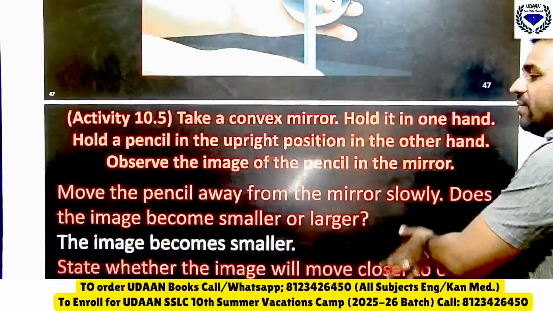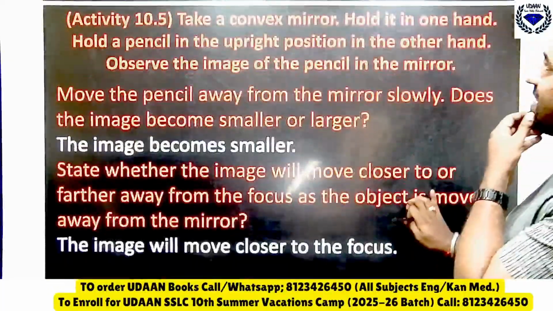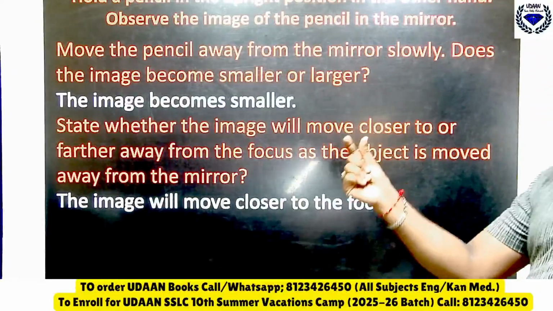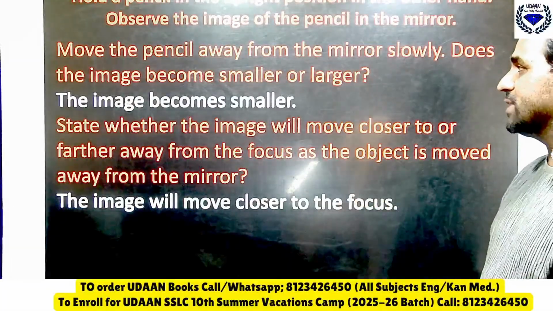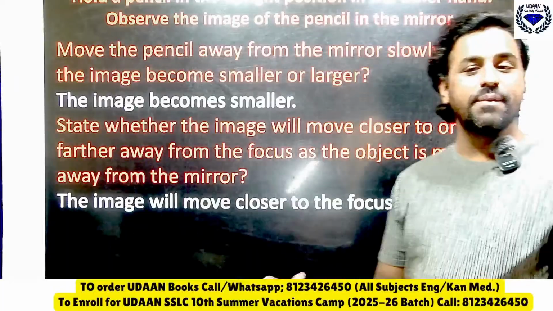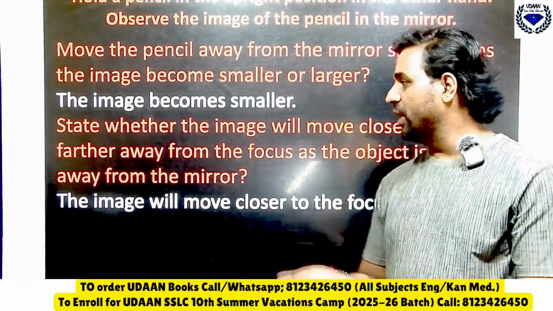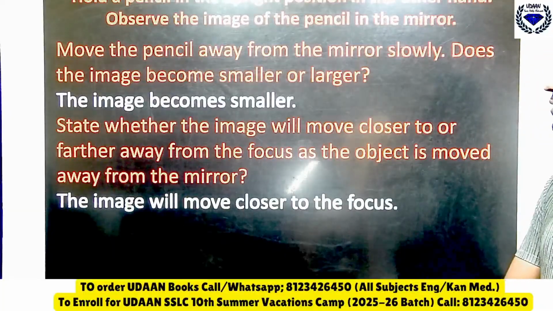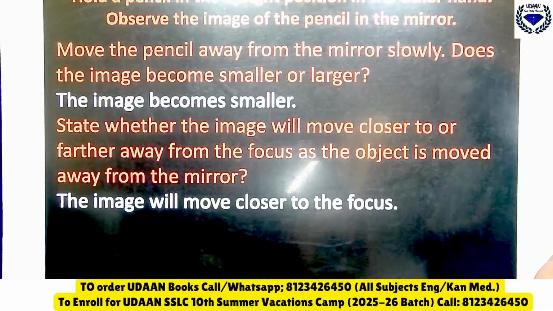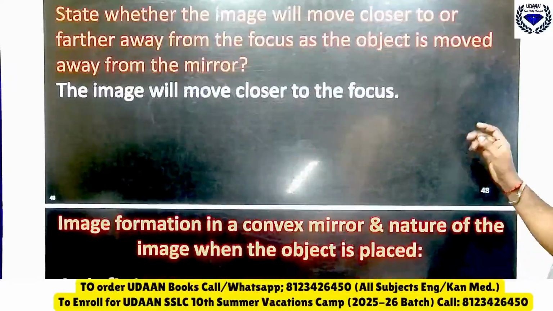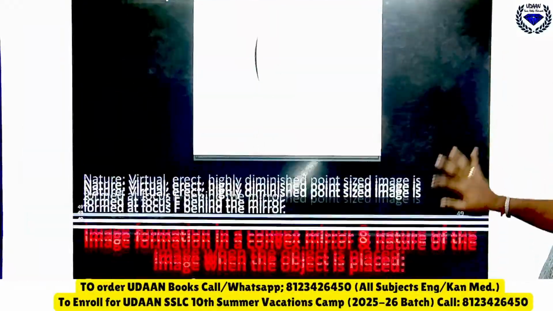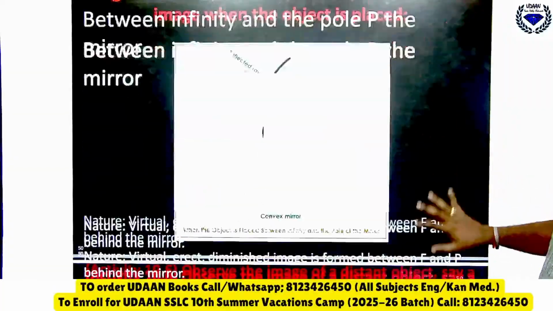Okay. Then next activity, move the pencil away from the mirror slowly. Does the image become smaller or larger? You know the image formed is always smaller only. Then state whether the image will move closer to or far away from the focus. As the object is moved away from the mirror, the image will move closer to the focus. So only two ray diagrams are there, that one we will do later.